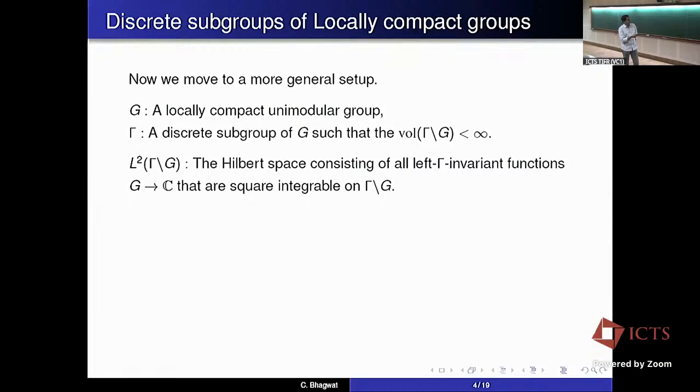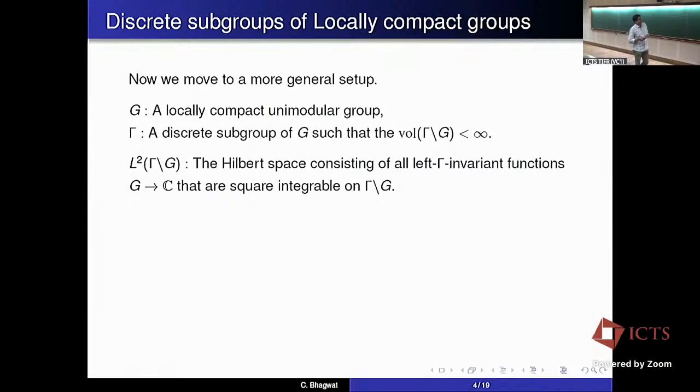So one arithmetically interesting case, which all of you are familiar with, is SL2Z sitting inside SL2R, where the quotient will have finite volume, but the quotient is not compact in that case. Later, we are going to look at that case in more detail.